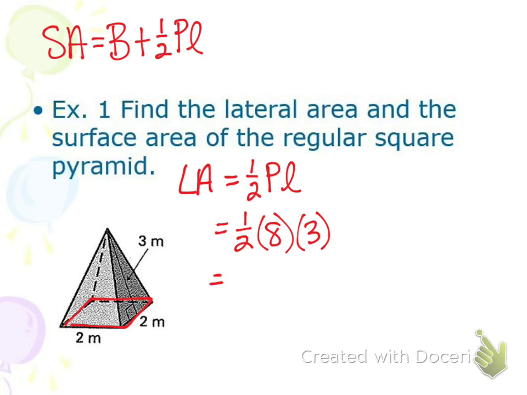What is half of 8? 4 times 3? 12. So our lateral area is 12. What's my units? Meters squared.